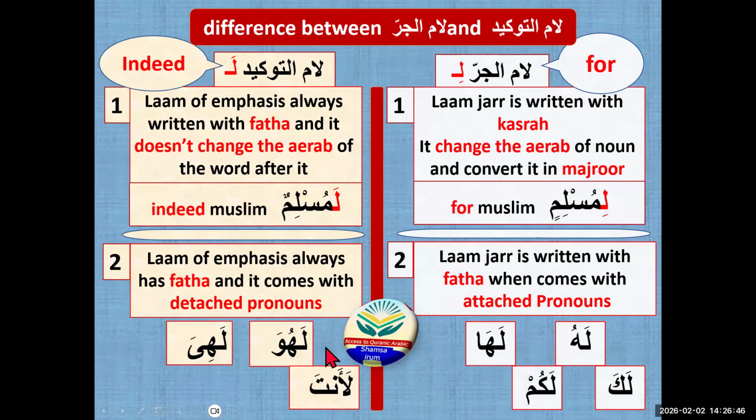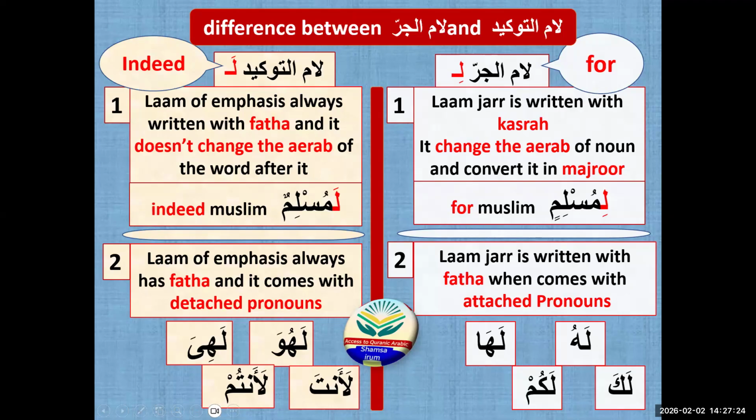Okay, and one more example, lakum and la antum. If I ask you lakum, in this la, is it the lam of emphasis, meaning lam tauqeed, or lam jar? I hope you will say it's a lam jar, because it connects with an attached pronoun, a dependent pronoun. While on the other hand, the lam of emphasis connects with the independent pronoun, meaning the detached pronoun or separate pronoun, which is the marfu pronoun.